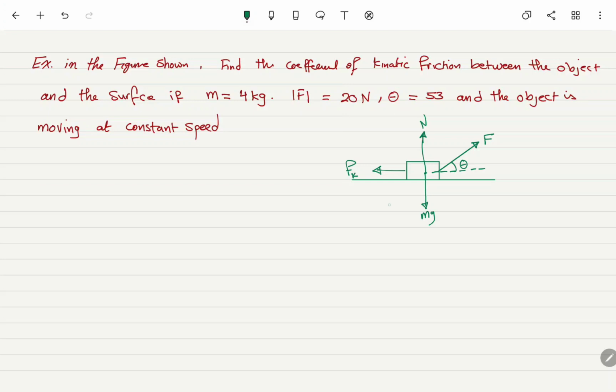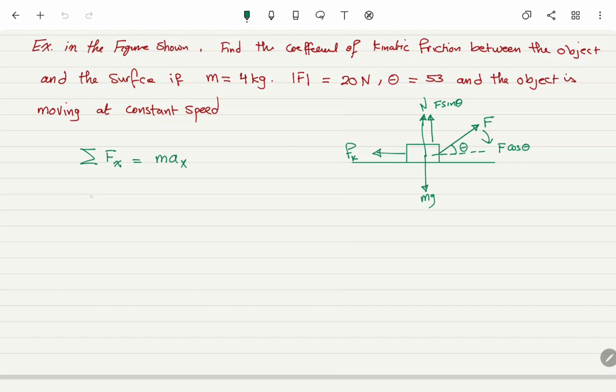Now, to deal with this situation, we have to analyze F into X and Y components. So the X component is F cosine theta, and the y component is F sine theta. Now the sum of all forces on x equals m ax, or in other words, F cosine theta minus Fk equals 0. Why is it 0? Because it's constant speed, no acceleration whatsoever.